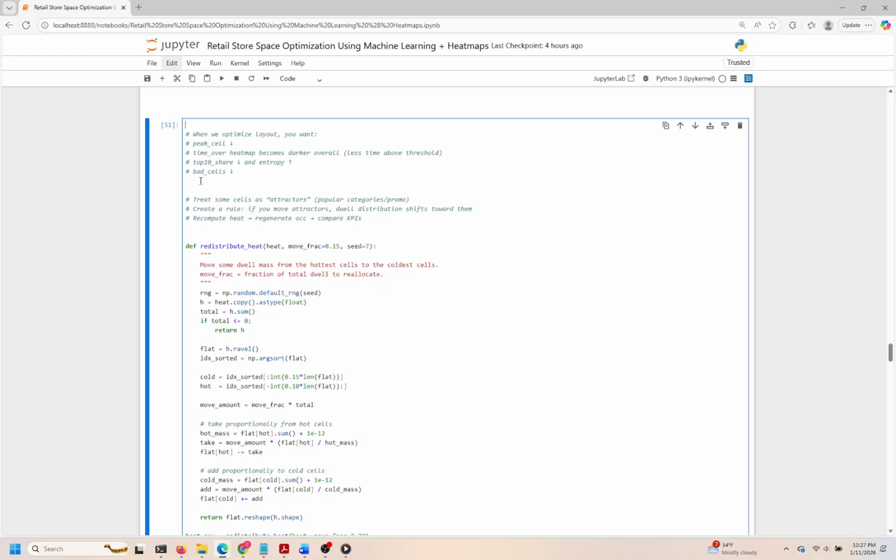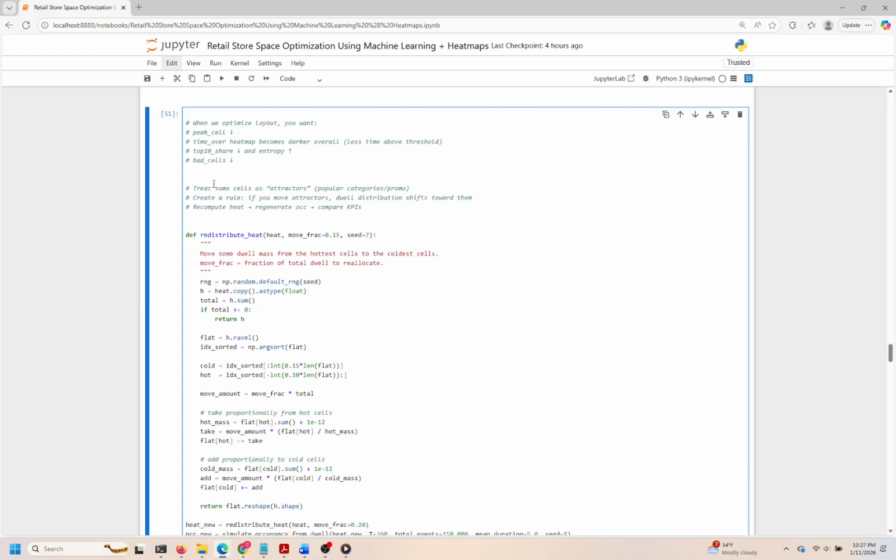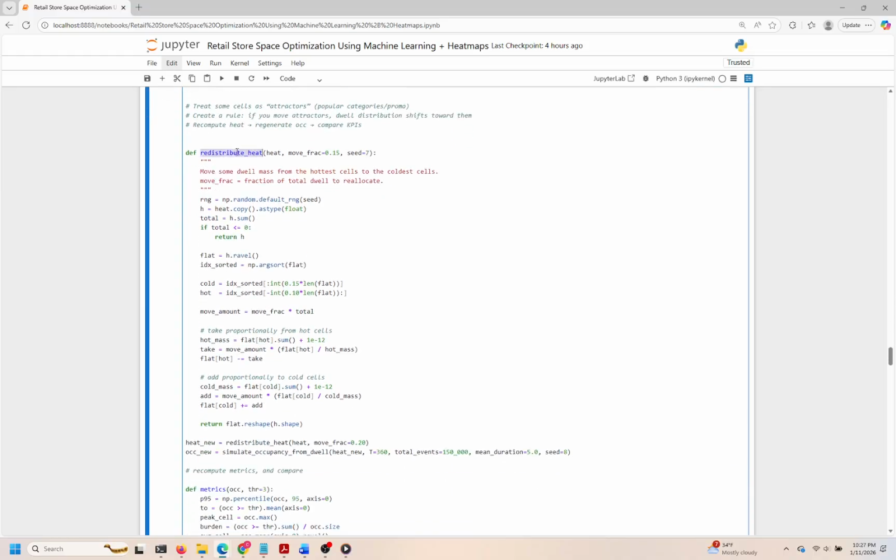To achieve this, we introduce a function that reallocates a specified fraction of dwell time, which is essential for examining how shifts can change user behavior in a spatial context. The function begins by examining the total dwell time. If it's 0 or less, it simply returns the original heat map, as no adjustments would be meaningful.